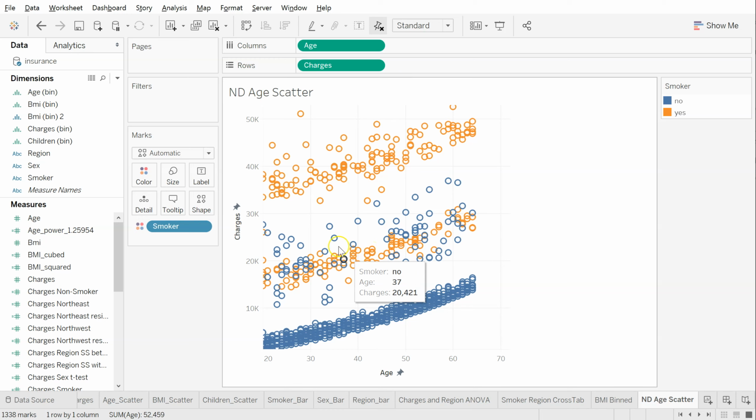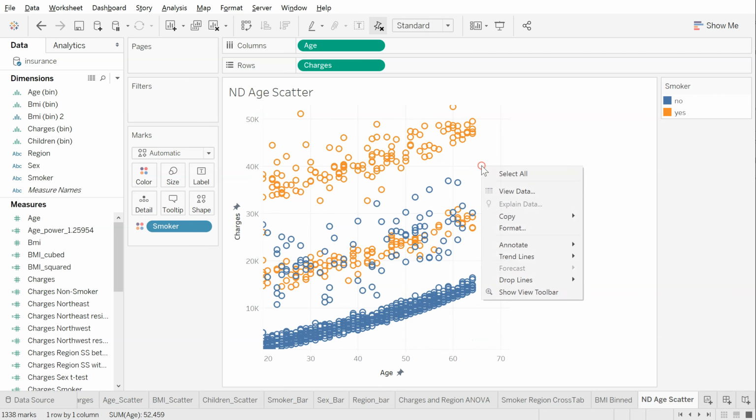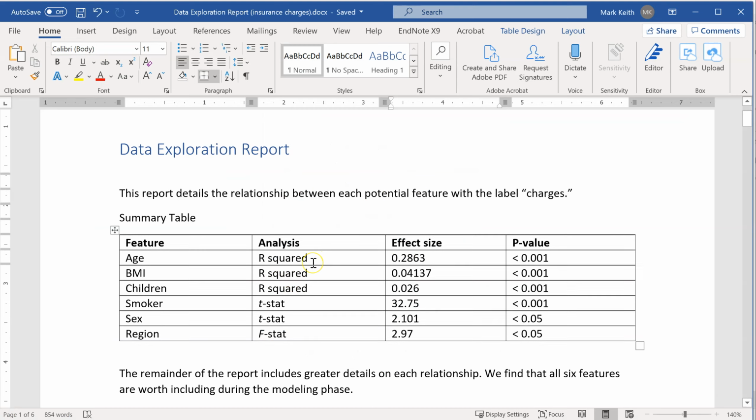So I'm going to conclude that I don't have the data to drill into this middle level, but I do have enough data now by including smoker to differentiate between this one and this one. So what I'm going to do is copy this chart and go back to my data exploration report.